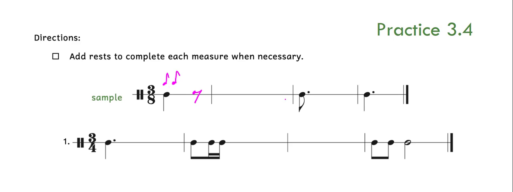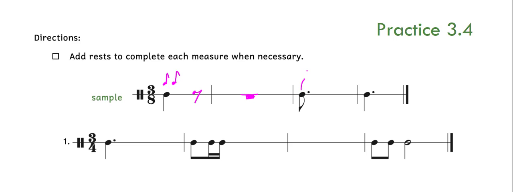Okay, the next one is a whole measure of rest. So rather than putting in a dotted quarter rest, what I'm going to do is add my whole rest, right? Because the whole rest means a whole measure of rest.